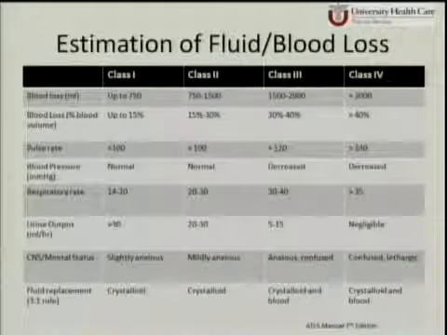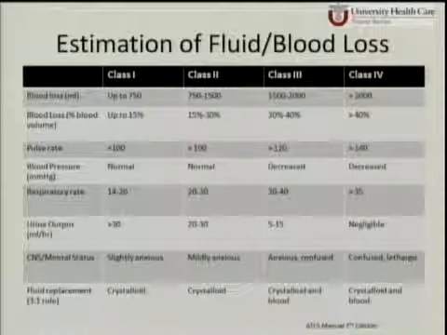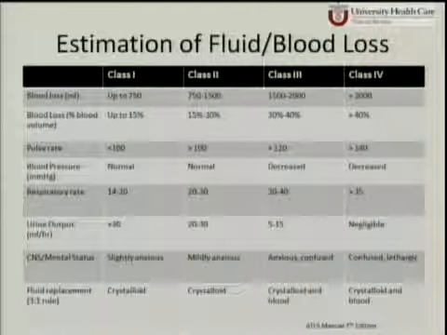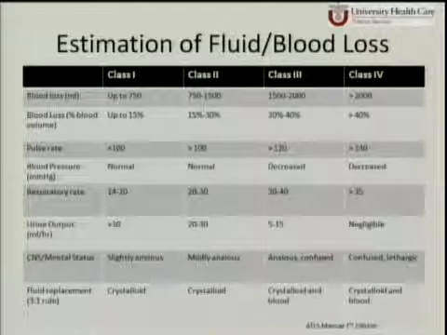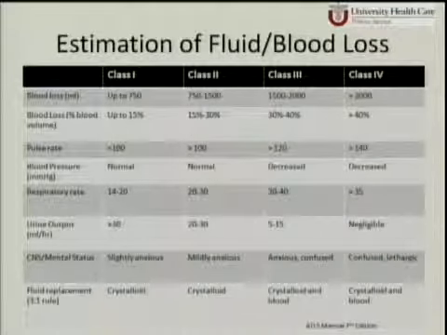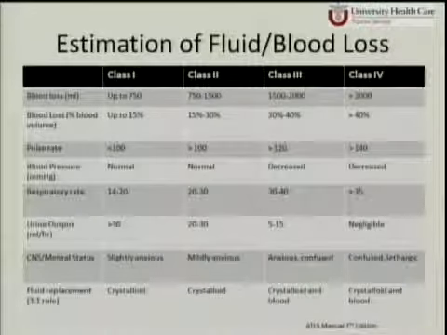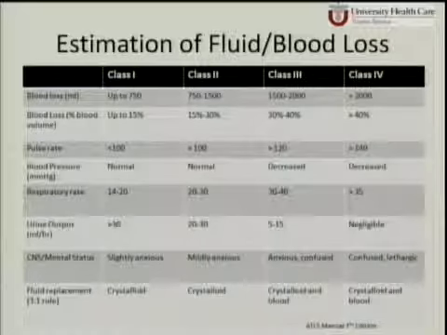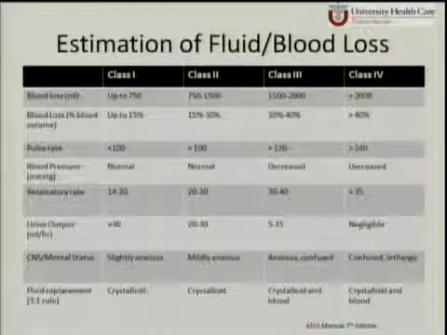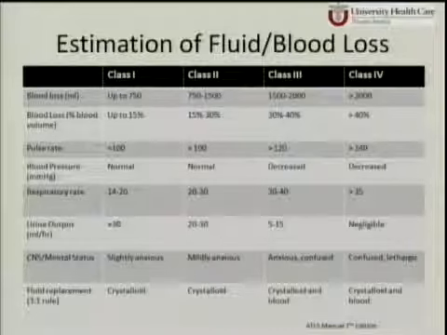So class 1 of estimation of fluid or blood loss, this would be about like giving blood. So you've gone down to the Red Cross, they sat you down, they stuck a needle in your arm, they drew your blood, they gave you a cookie and some orange juice, and you were on your way. This is usually less than about 15% of your total blood volume that's lost.